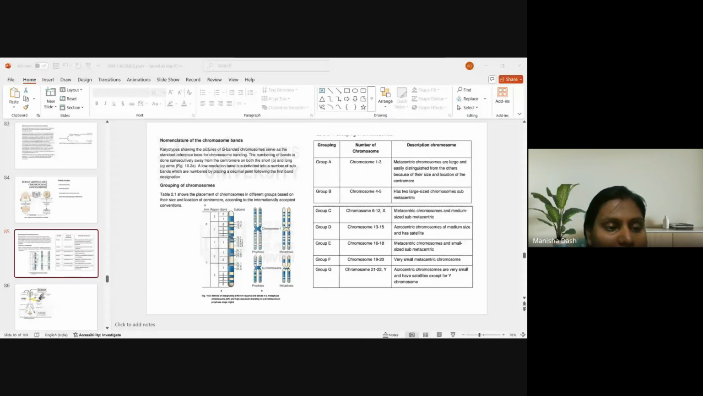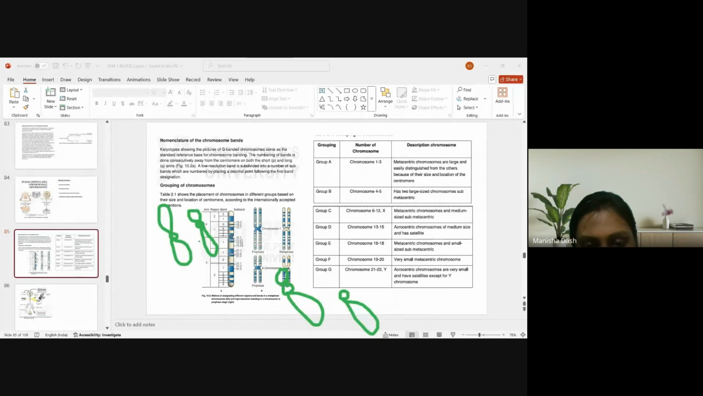I hope you know what metacentric and the others mean. Metacentric means both arms are exactly equal. Submetacentric, one arm is slightly shorter than the other. Acrocentric, one arm is extremely small in comparison to the other. And telocentric, only one arm is present, the other arm is missing; the centromere is towards the end. So based on shape, the chromosomes have been grouped into various groups.